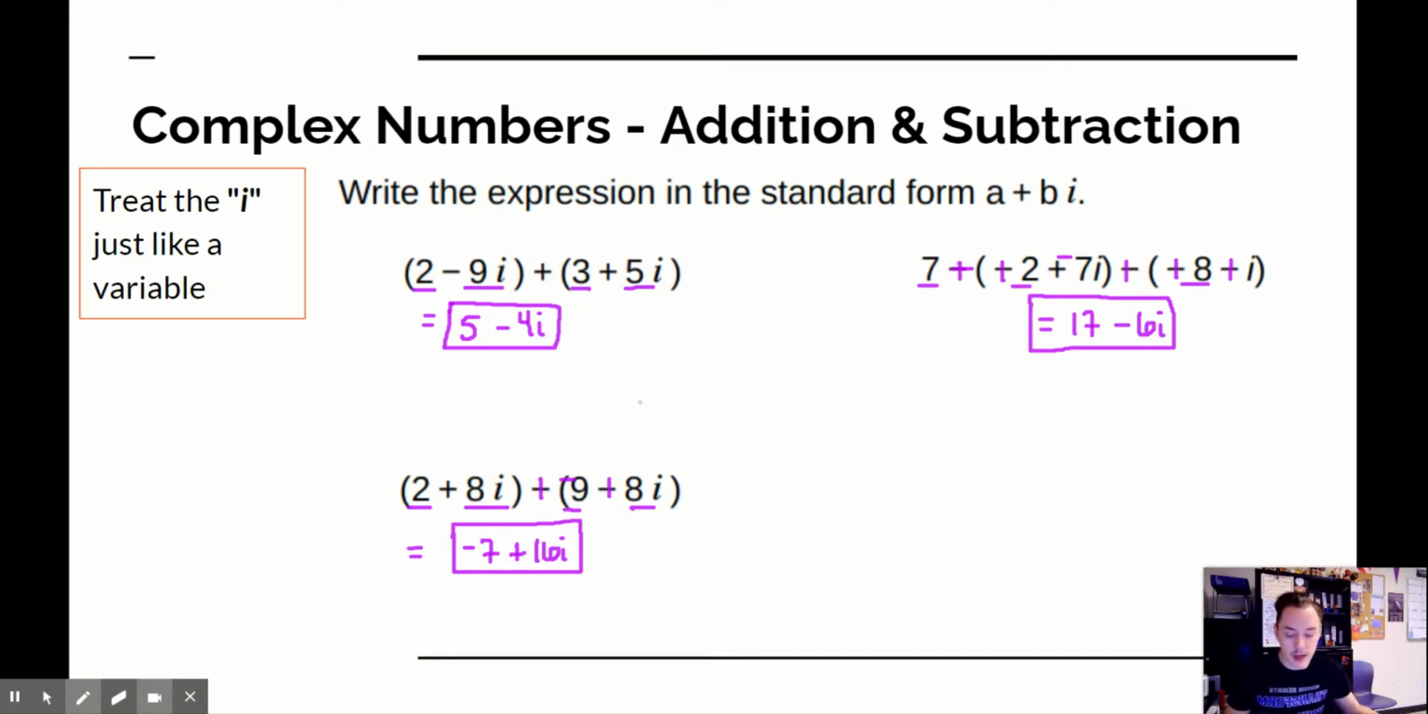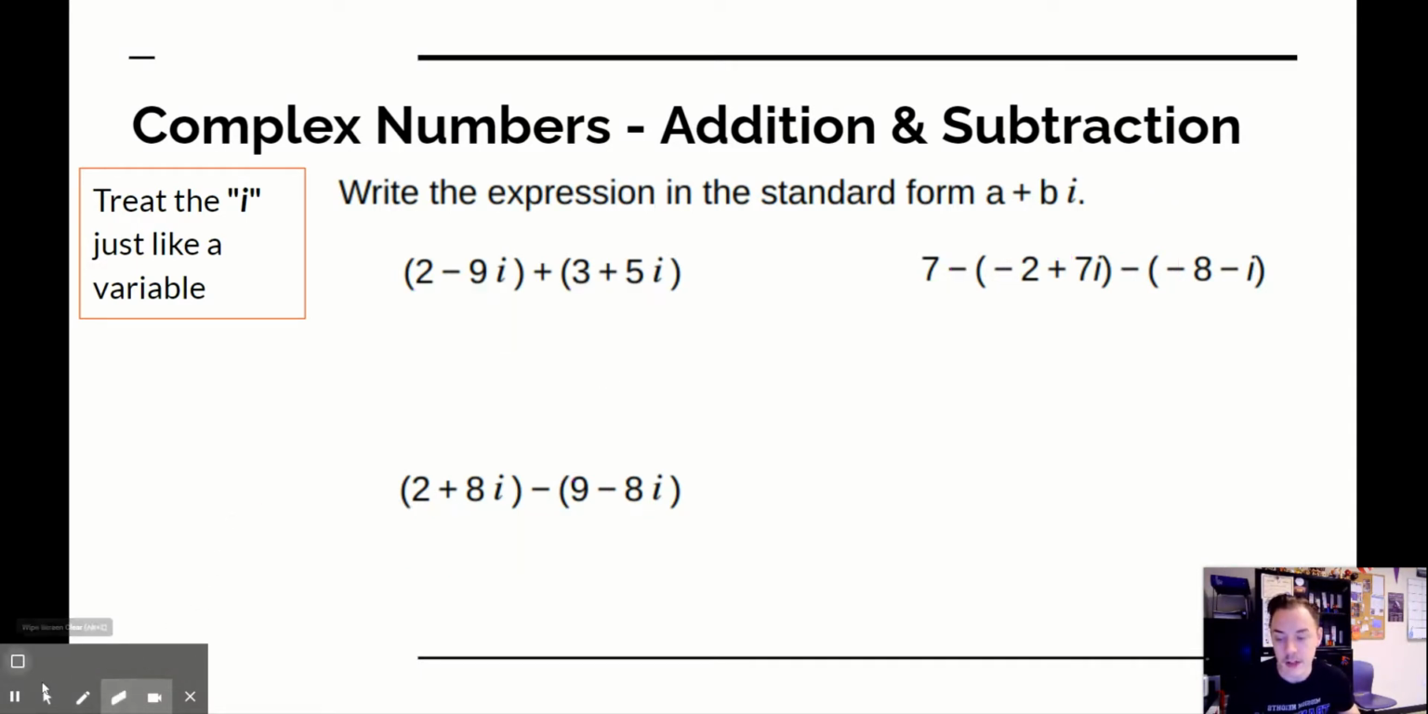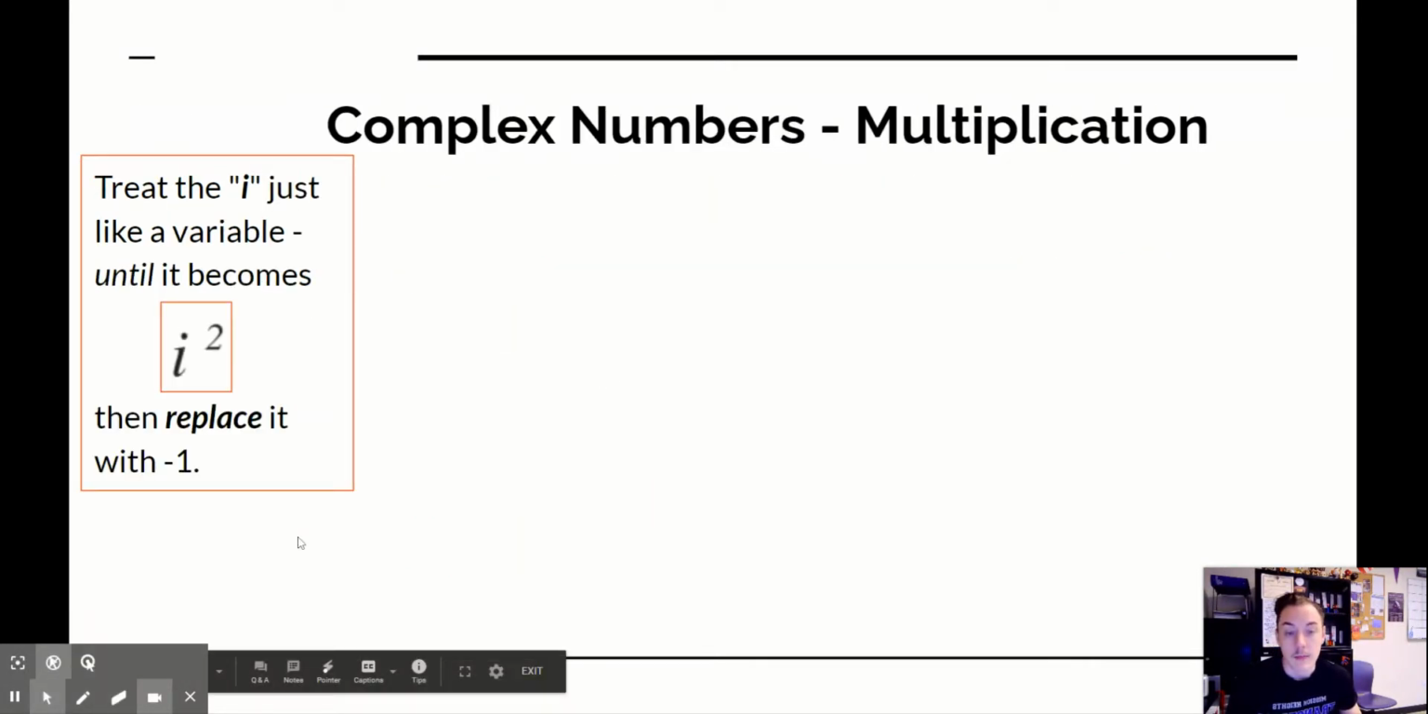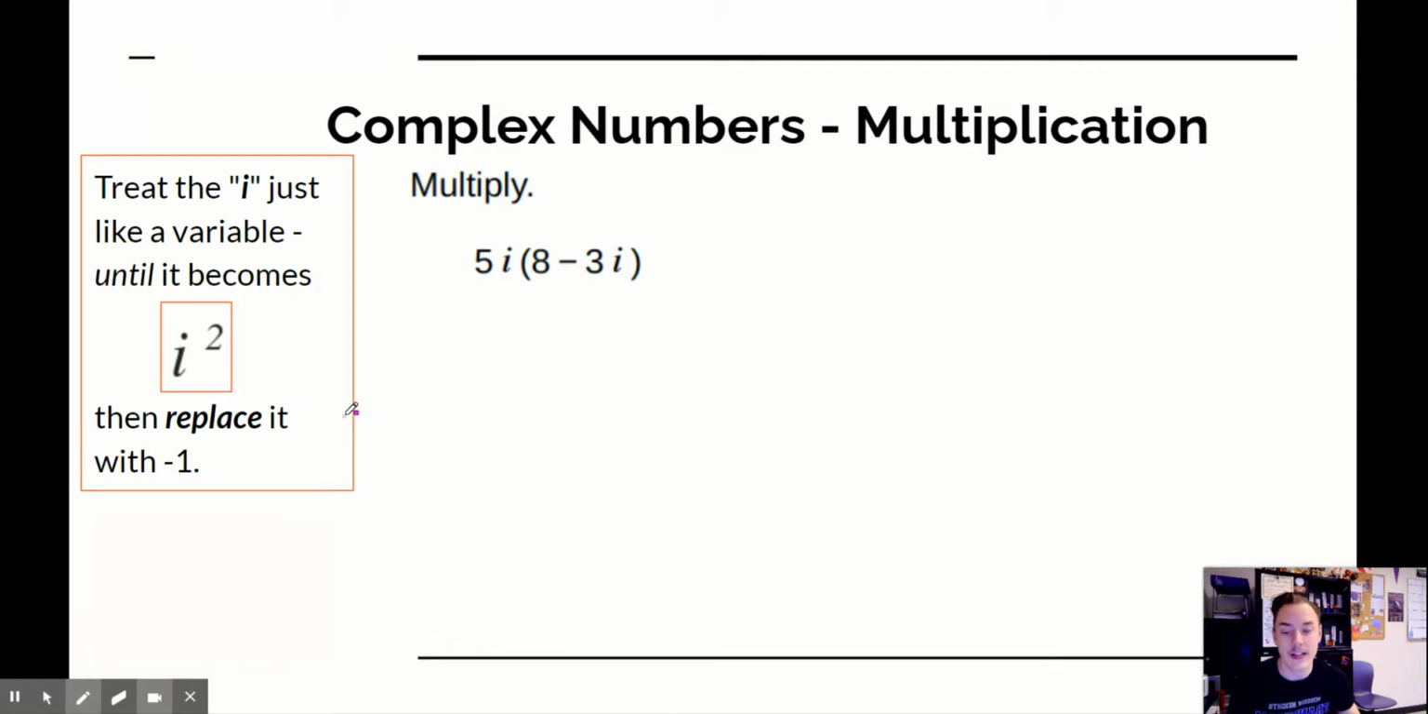Let's get to multiplying, and then I'm going to show you a little trick with division and then plotting, and then we're done. So, multiplication. Well, first off, you do need to treat the i just like a variable. I told you that in the last video, you need to treat the i like a variable, just like you treat a radical like a variable oftentimes. And then you replace it with a negative 1 when you get to i squared, because that is one of our fundamental foundations that we learned in the last video.